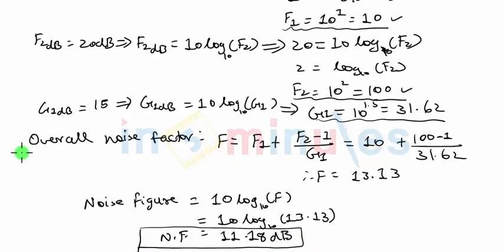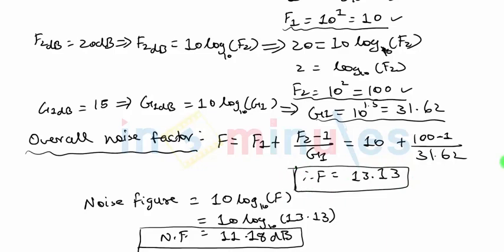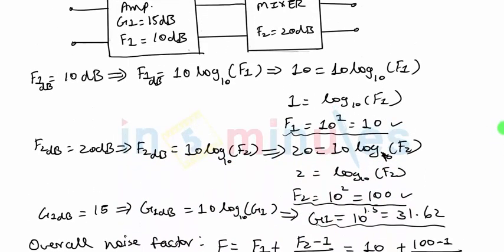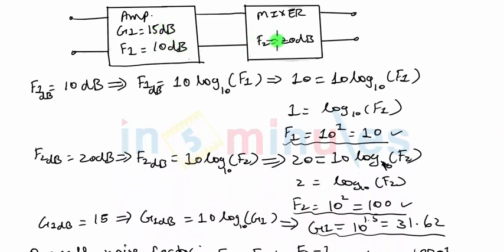If the question says find overall noise factor only, then we can find the value of F and stop here. This will be my final answer. Most of the times all the values of noise factor and power gain will be given in dB. So in that case you have to go through this standard procedure of converting dB value into the normal value.